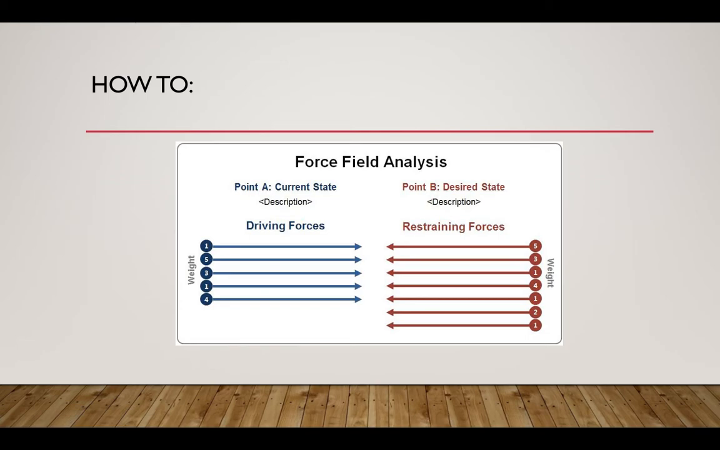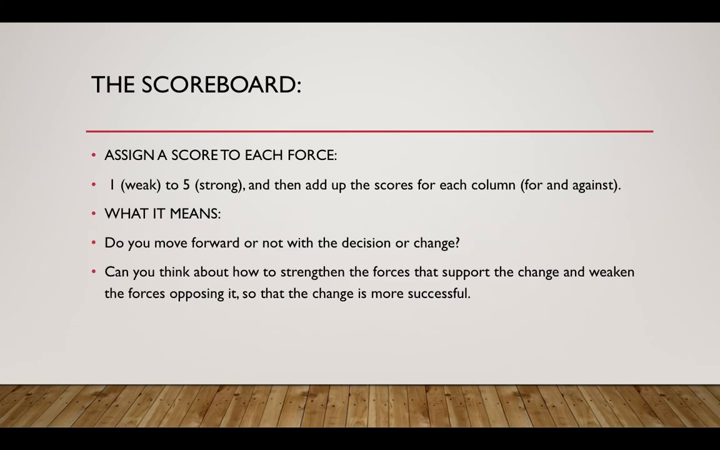This is the diagram. Next, you assign a score to each force, say from 1, which would be weak, to 5, which is strong. Then you add up the scores for each column, for and against. What does the scoreboard mean? After you assign the scores, you determine, okay, do you move forward or not with the decision or change? And can you think about how to strengthen the forces that support the change and weaken the forces that oppose it so that the change is more successful?